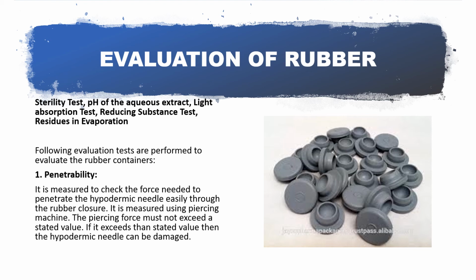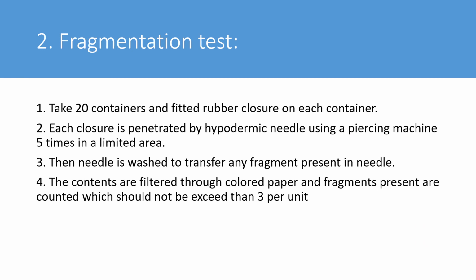Needles have to pass through these rubber closures, so they need some sort of penetrability. It should not exceed that penetrability value. If it is exceeding that, the closure is so hard that needles are not able to penetrate. So that feasibility, that penetrability, is required. If the value is exceeding that, as measured by the machine, it will damage the needle. So for ensuring that there is no damage, it must be below that level. The second is the fragmentation test.